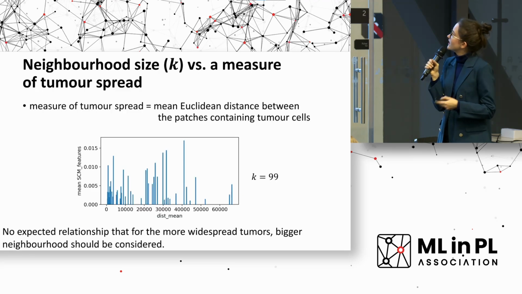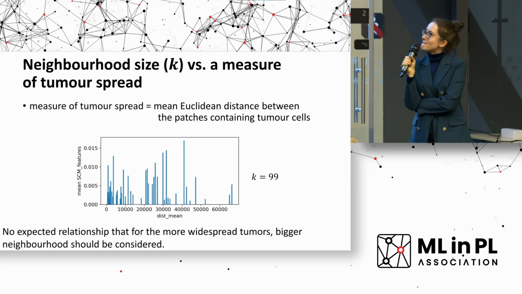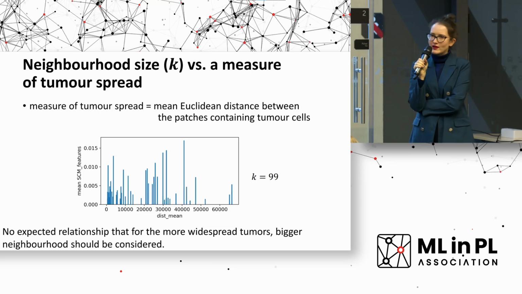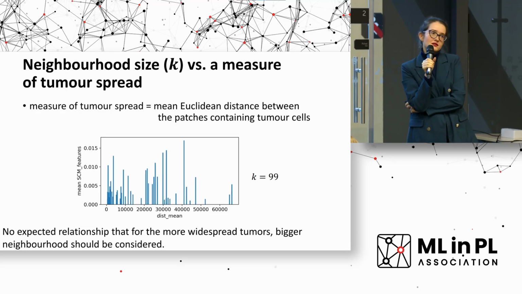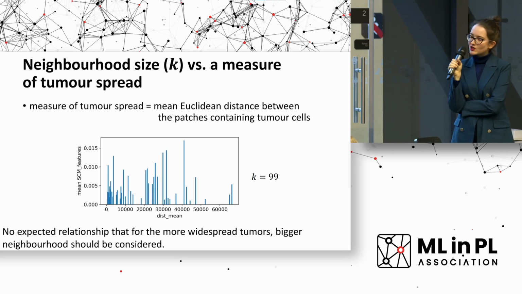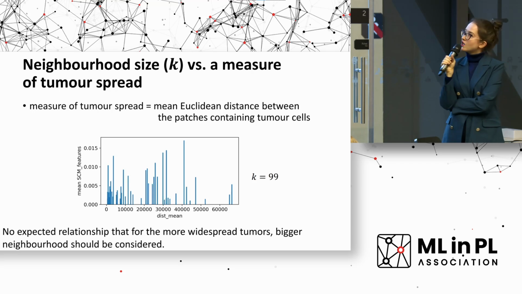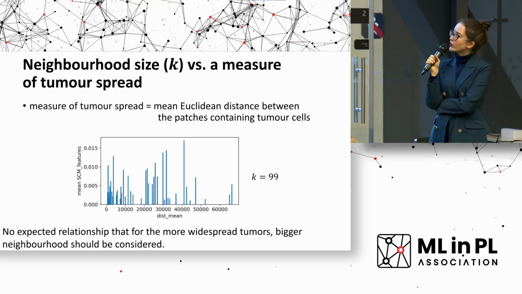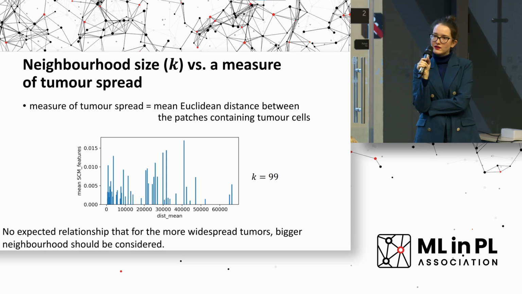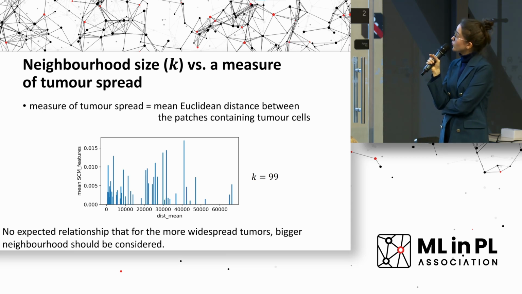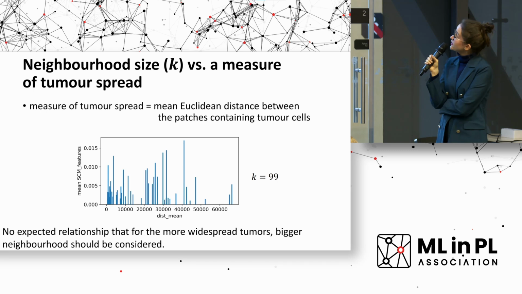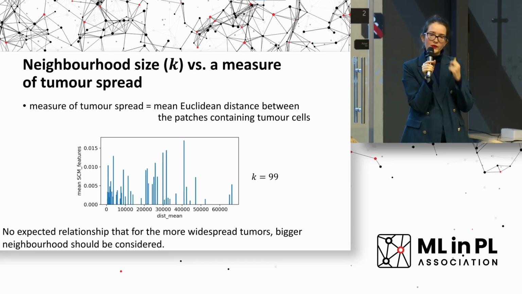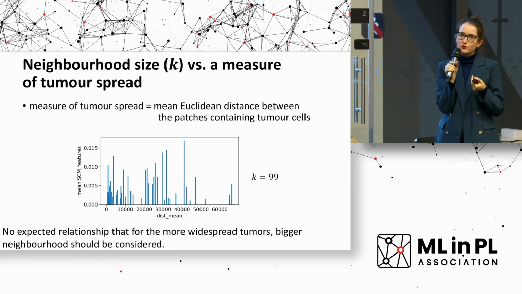So here is something that we could agree on, but we decided that maybe this is a bit surprising, because we could think of images where this K should be bigger rather than smaller. And one of these examples is that the tumor is widespread. So we thought, in the previous example, we haven't actually thought about this. And now we decided that we will describe each image with tumor by a number, which is a mean Euclidean distance between the patches with tumor. So this gives us information how widespread the tumor is.